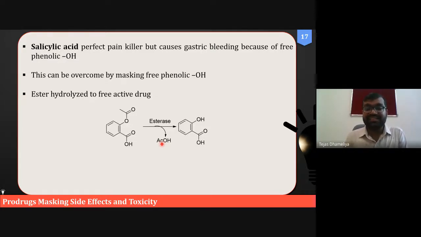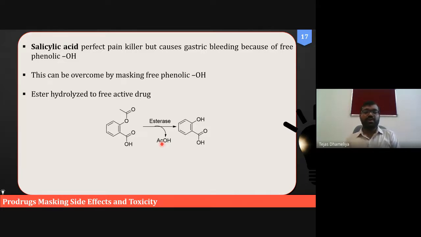Okay, but here with salicylic acid, why are we making its prodrug? The reason behind it is that it can cause gastric bleeding because of the presence of phenolic OH. Phenolic OH is basically a kind of phenolic substance, and salicylic acid is acidic in nature. Phenol is weakly acidic. So it was already a carboxylic acid, and because of the phenol it is even more acidic, so that's why it has a potential to cause gastric irritation.